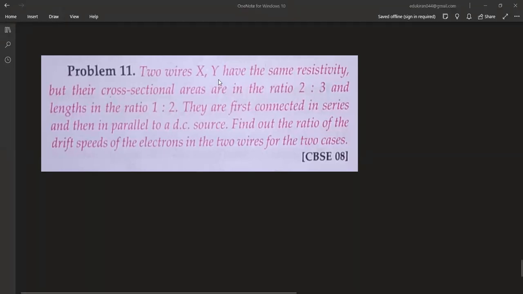See, this says that two wires X and Y have the same resistivity. Look, resistivity is the same. Cross-sectional areas are different. So what is the ratio of the cross-sectional areas? 2:3. And the ratio of the lengths, 1:2. So length, area, resistivity. Firstly, the connection is in series and then in parallel to a DC source.